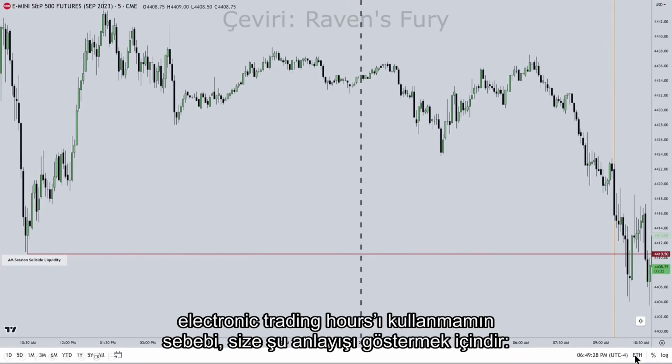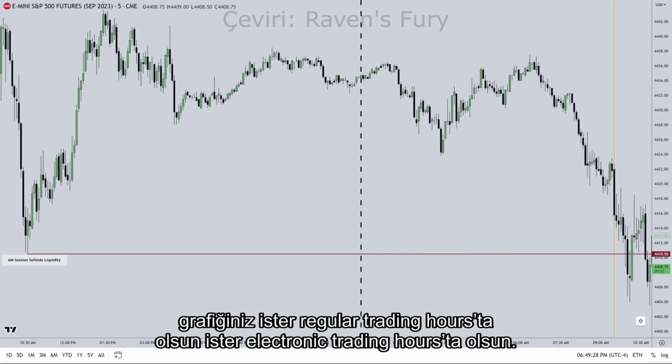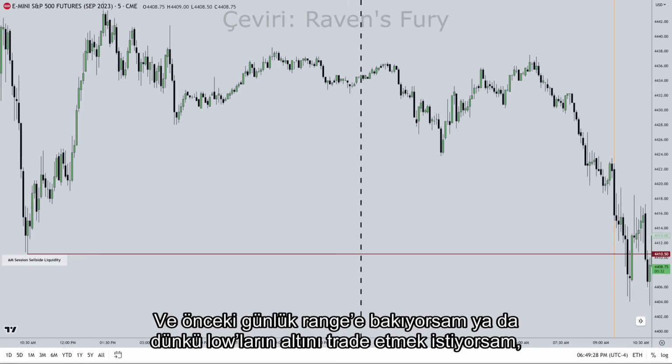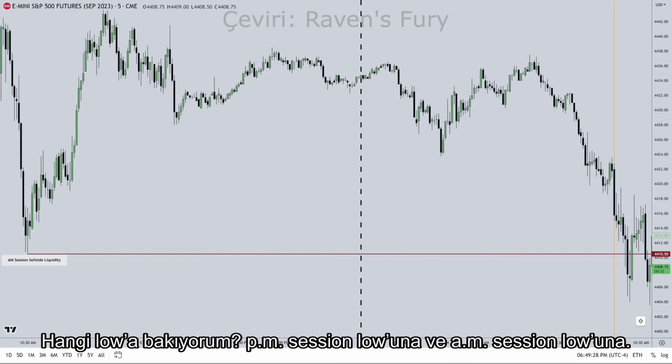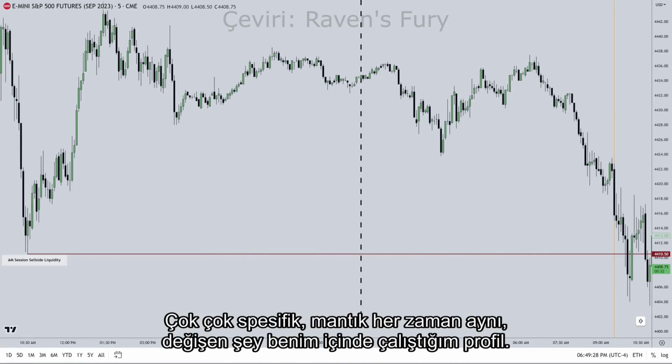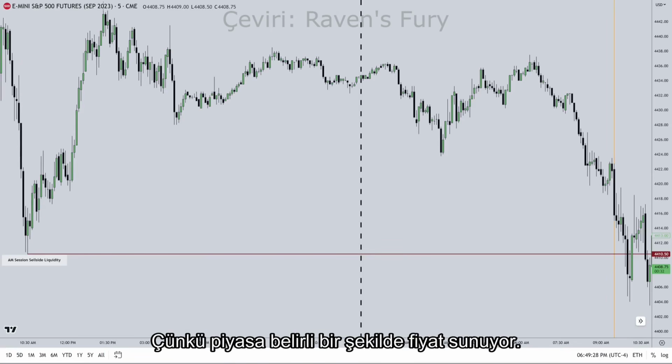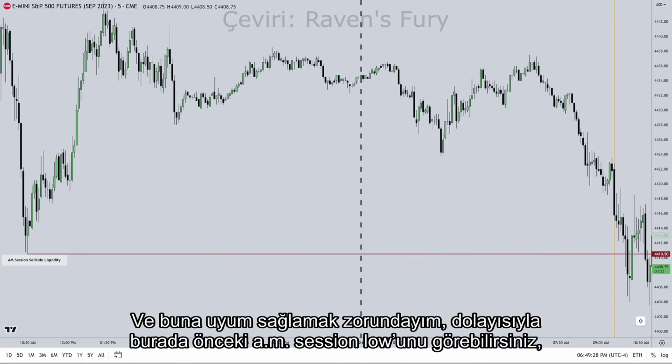the electronic trading hours, I'm doing this for the sake of showing you and understanding that whether your chart is on regular trading hours or electronic trading hours, and I'm looking at the previous daily range, or if I want to trade below yesterday's lows, what low am I looking at? The PM session low or the AM session low? Very, very specific. Always the same logic. What's changing is the profile that I'm operating in because the market's delivering a specific way, and I have to adapt to that. So you can see the previous AM session low over here, sell side liquidity.